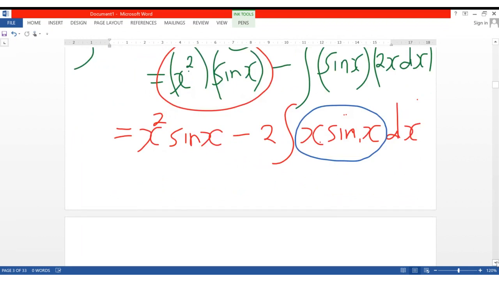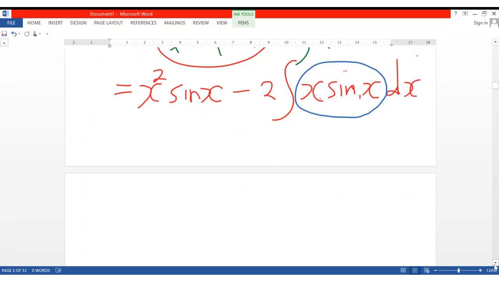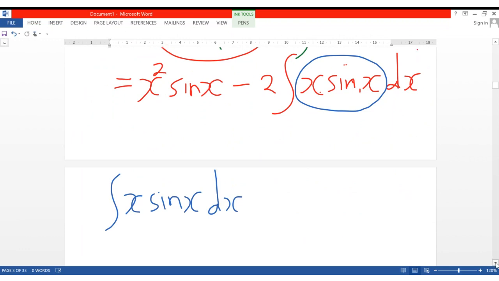So we shall integrate x sin x again using integration by parts. After we have integrated, we shall come back and replace it in this formula. So that is another task now. The only way you can integrate this is by parts. So again, I'll call one function u, the other function I'll call dv. I'll still have to use LIATE again for this one.